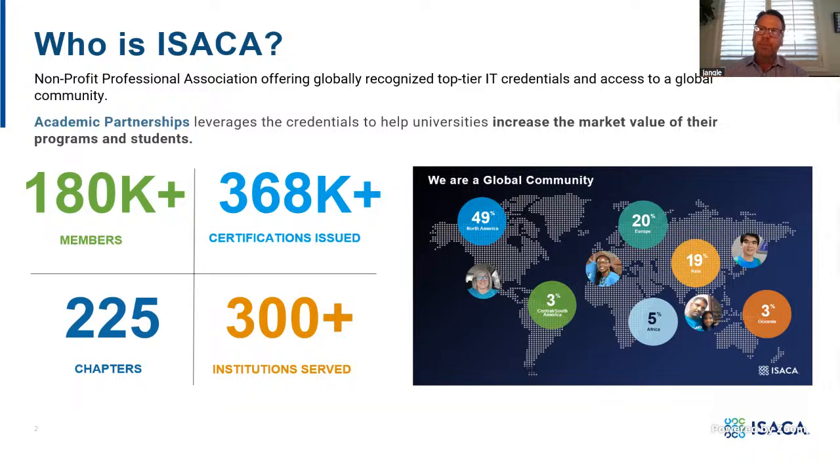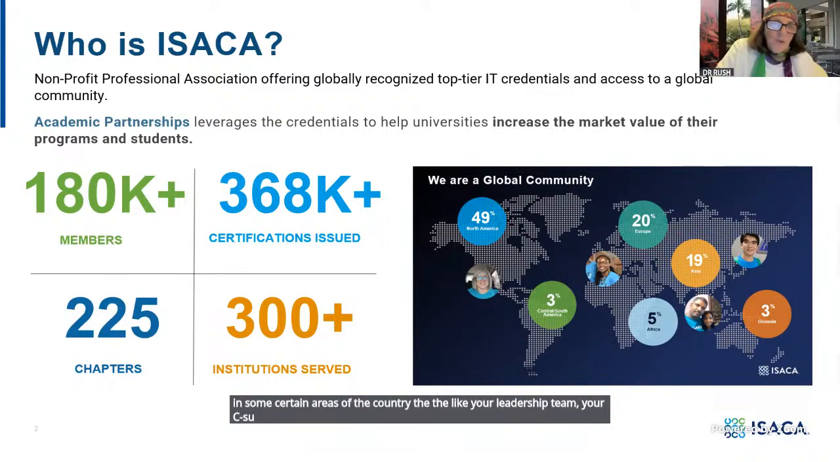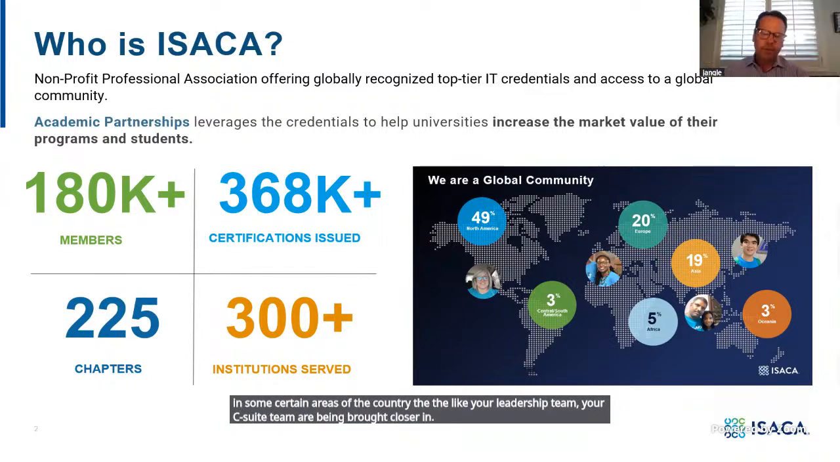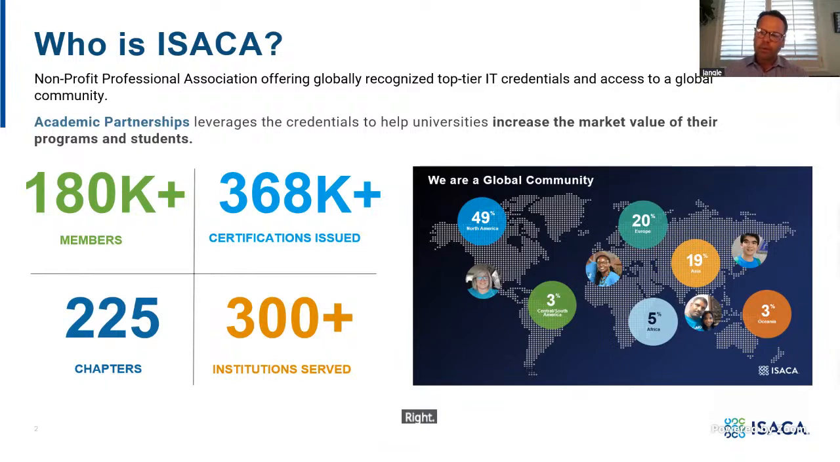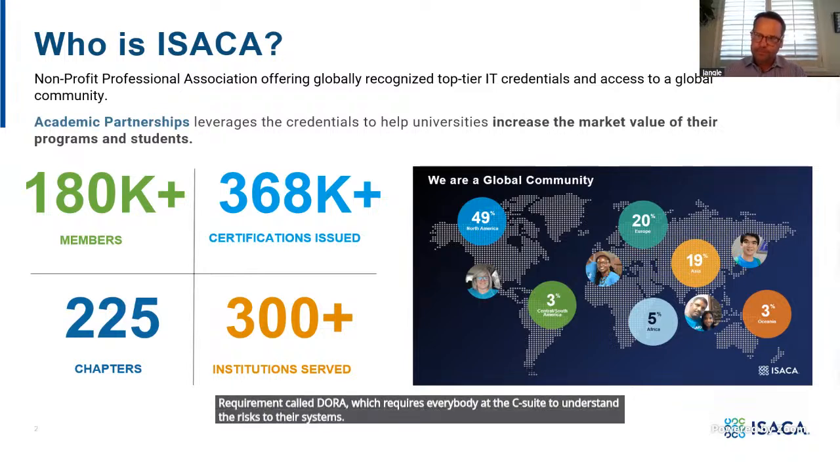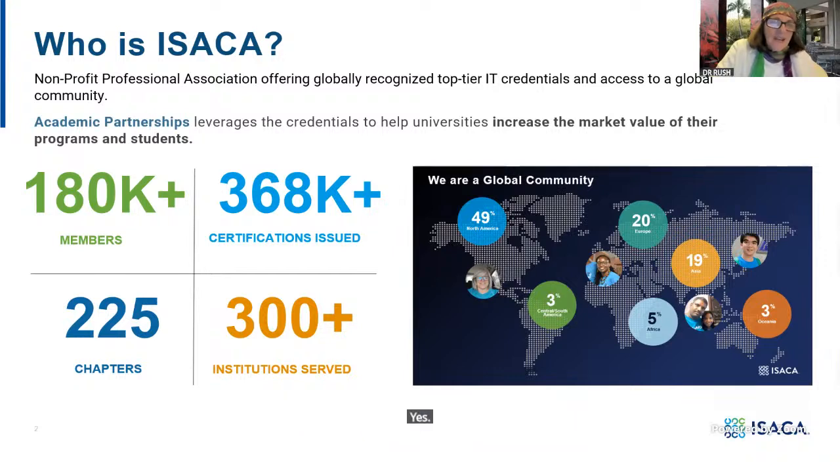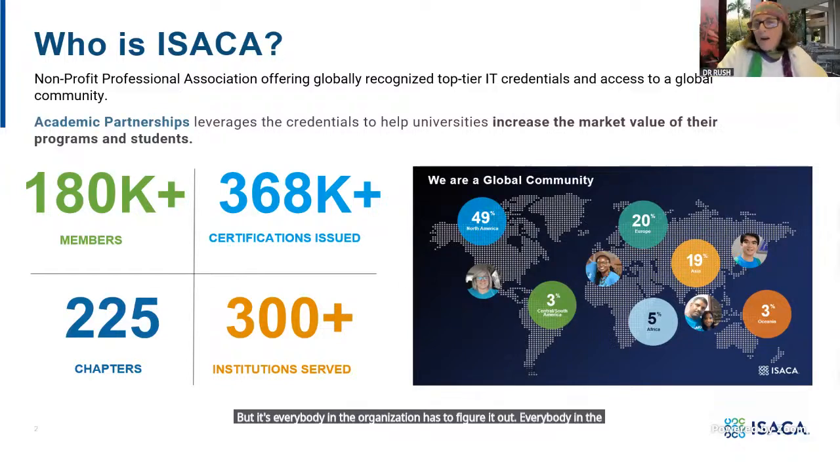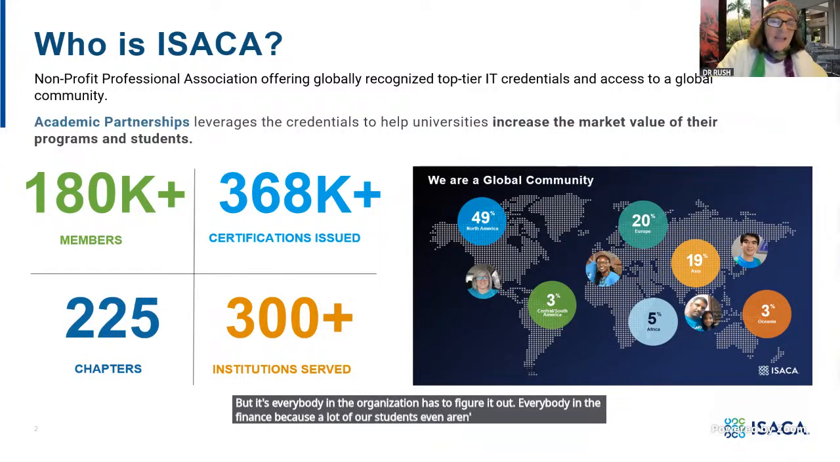your leadership team, your C-suite team, are being brought closer in. So, for example, in the EU, they just passed a regulatory requirement called DORA, which requires everybody at the C-suite to understand the risks to their systems. Everybody needs to understand it; it's not just passed on to my IT group like it used to be. Everybody in the organization has to figure it out, everybody in finance, because a lot of our students aren't going to be going into IT, but rather into other areas, but they need to know about their data, about the governance and the governance of AI.